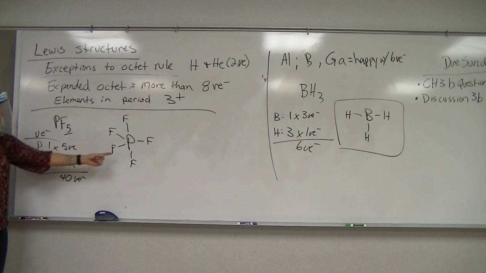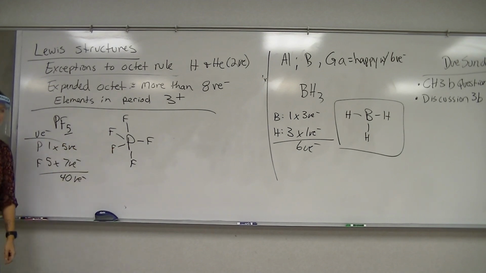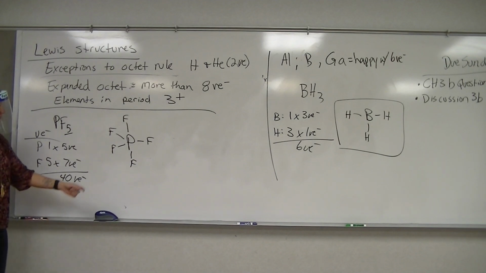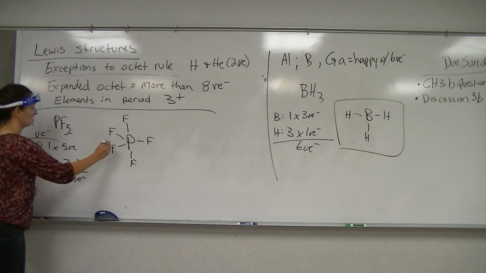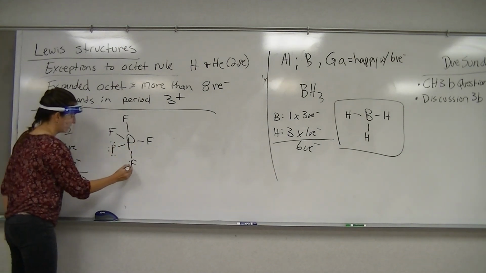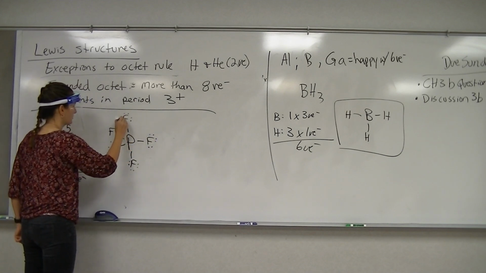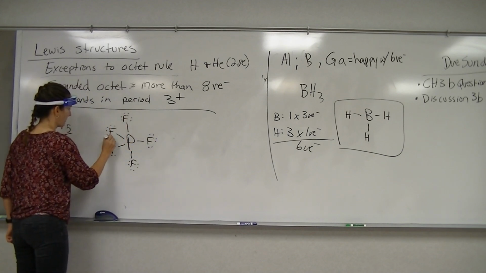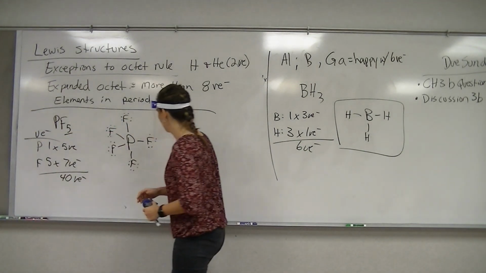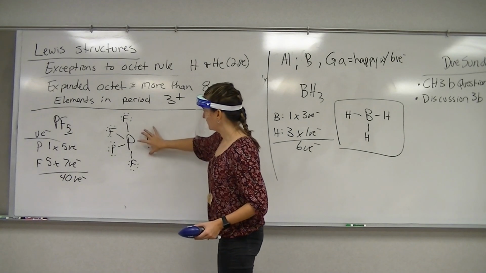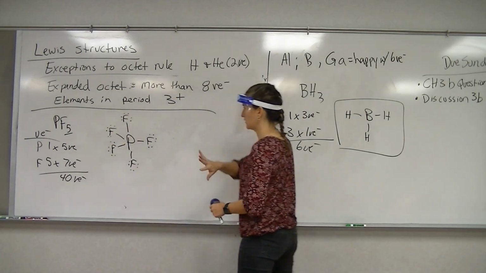But how are we going to make these fluorines happy? How many more electrons do we need to add to each one? 6 each. They have 2 each with that single bond. So now we have to go and draw a lot of dots. So 2, 4, 6, 8, and we have 5 of them. So 8 times 5 is my total of 40. So that's done.